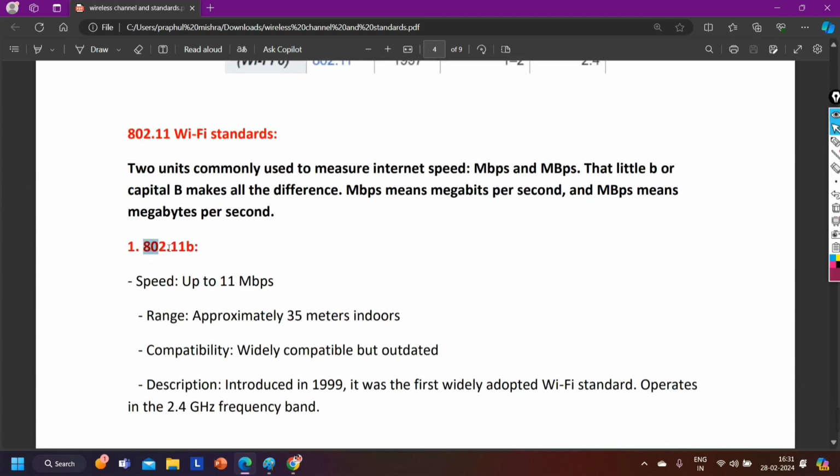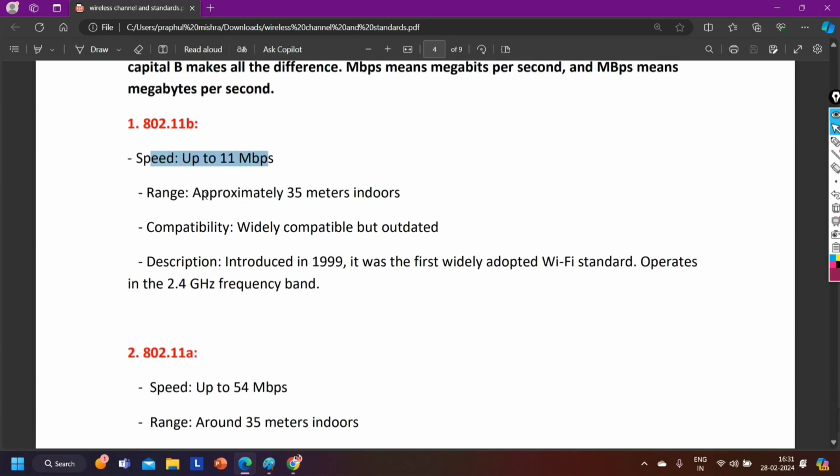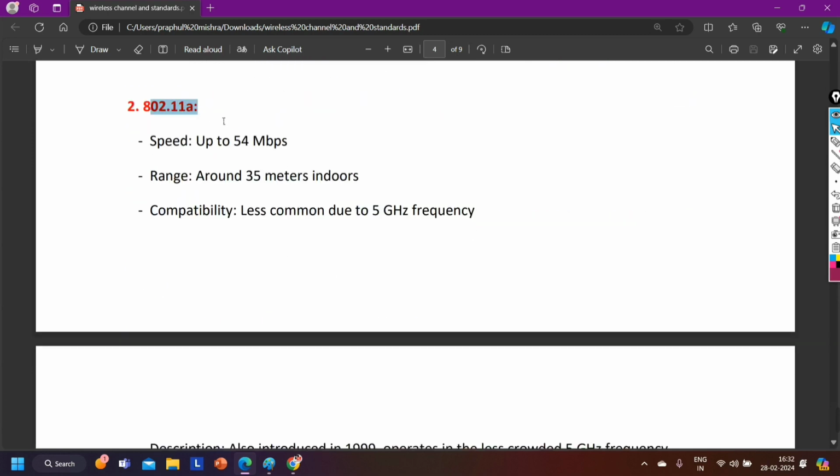And here you also have information, like you can learn about 802.11b: speed is up to 11 Mbps, range approximately 35 meters indoor, capability widely compatible but outdated, right? Then, guys, introduced in 1999, it was the first widely adopted Wi-Fi standard, operates in the 2.4 GHz frequency band.